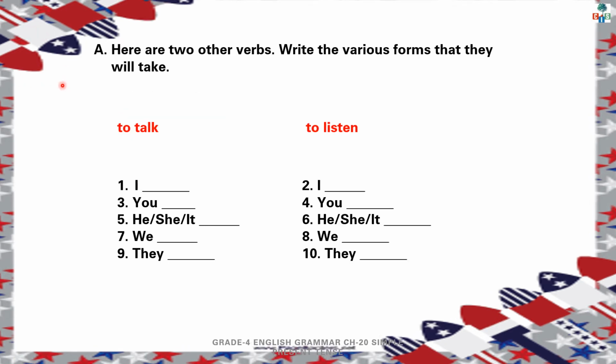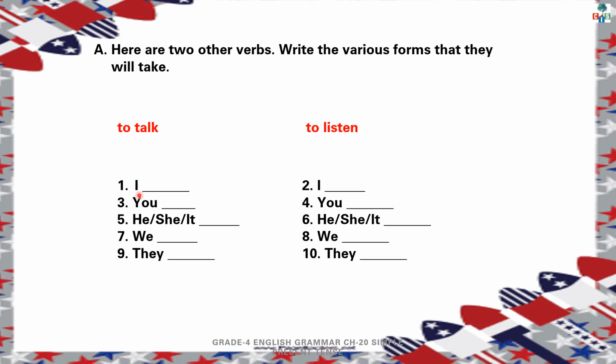See exercise A, which is on page number 72. Here are two other verbs. Write the various forms that they will take. Now children, here two other verbs are given: to talk, to listen. And you have to use the correct forms of these verbs for the given pronouns.